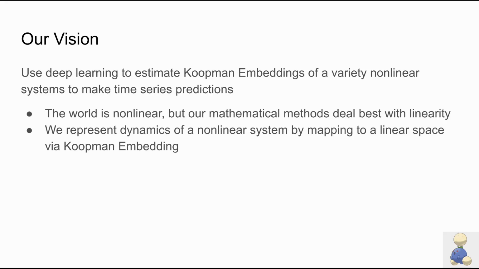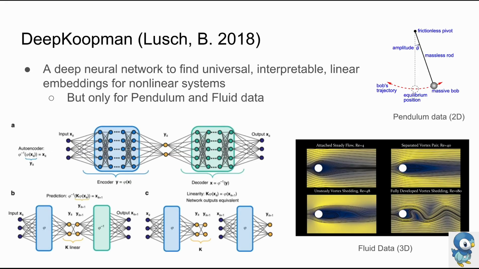Our vision is to use deep learning to estimate Koopman embeddings of a variety of nonlinear systems to make time series predictions. The world is nonlinear, but our mathematical methods deal best with linearity, so we aim to represent the dynamics of nonlinear systems by mapping them to a linear space using Koopman embeddings. Bethany Lusch applied Koopman embeddings through a deep learning approach named Deep Koopman.